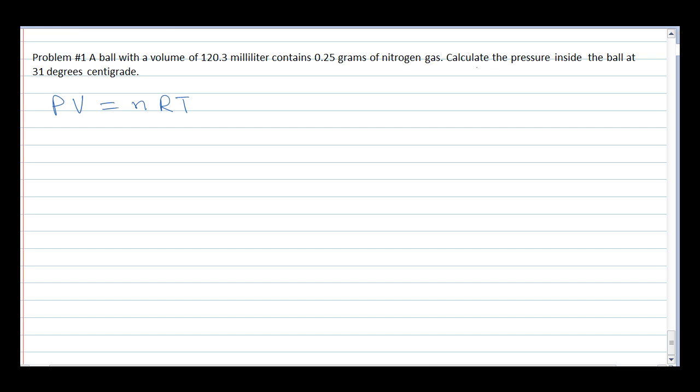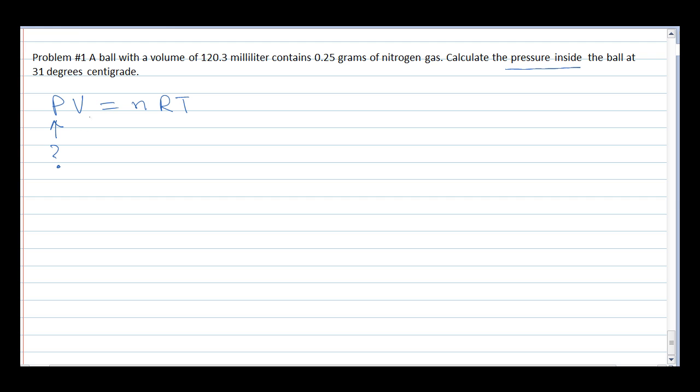Look over here. The first thing that you really need to do is read it as many times as necessary to find out what the parameter is that is being asked. If you look at it, you see that it says to calculate the pressure inside the ball. So the pressure inside the ball. You may want to underline that, and then see what the parameters given are. Now the pressure inside the ball is the pressure that is unknown. What about the other parameters?